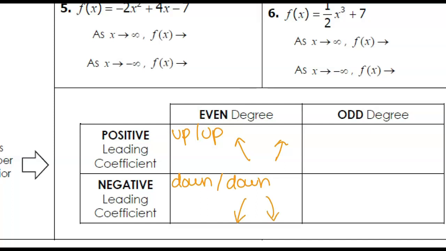For odd degrees, I automatically think of x cubed. So if you have, for instance, a positive x cubed, that should be going, is that down first, then up, or is it up first, then down?